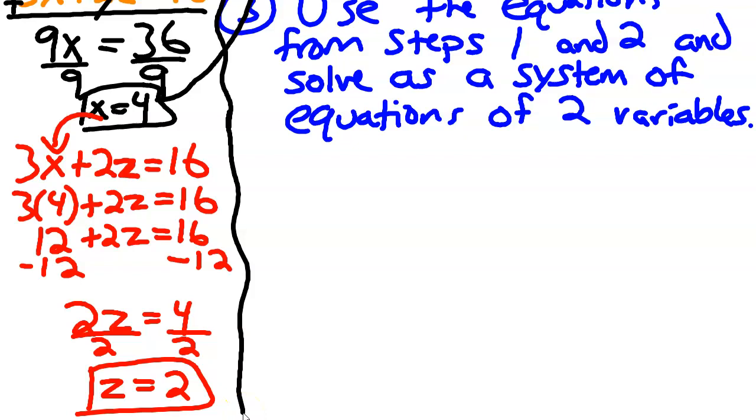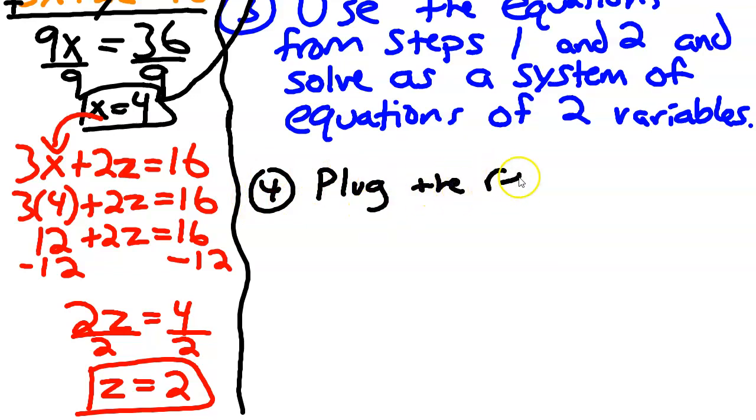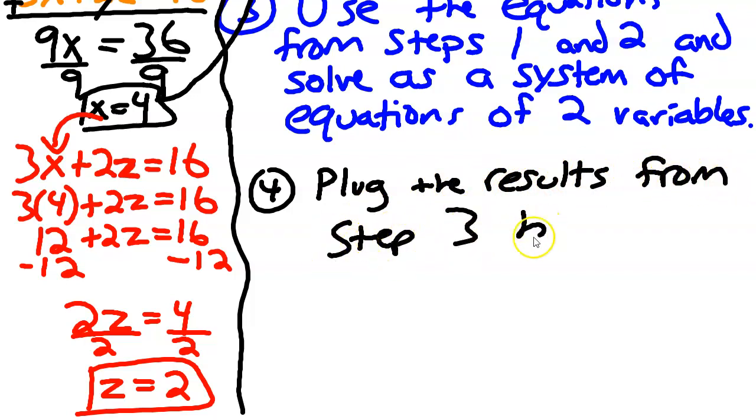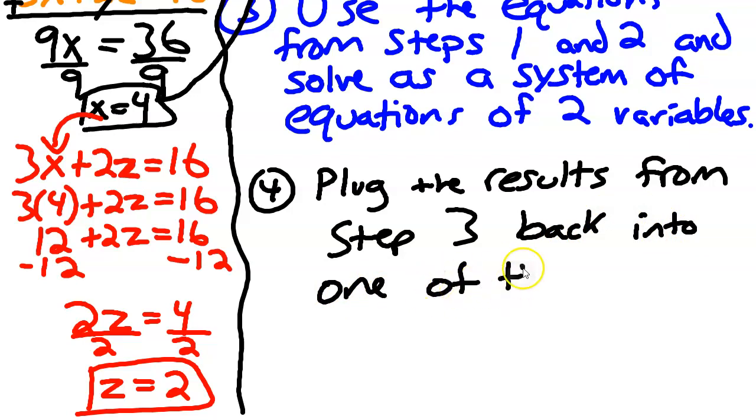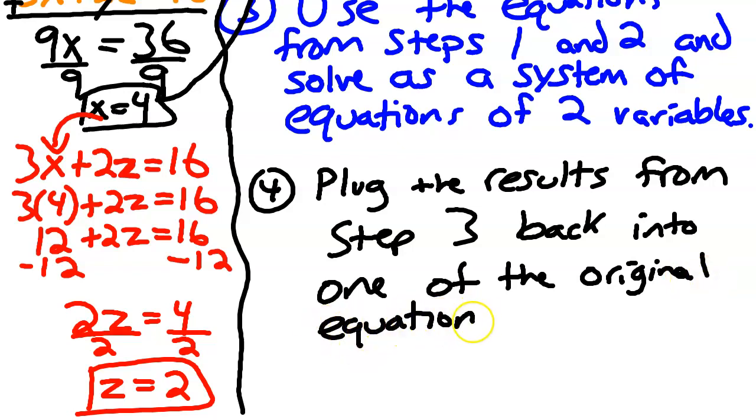Now we move on to step 4, which is the final step. And that is plug the results from step 3 back into one of the original equations to find the value of the remaining variable.